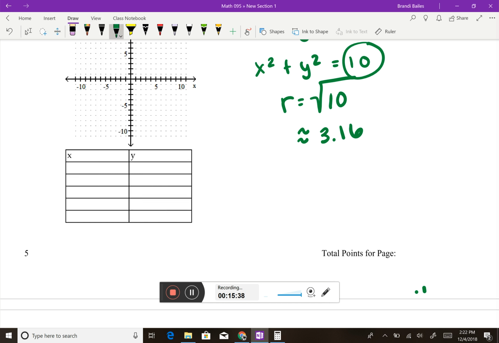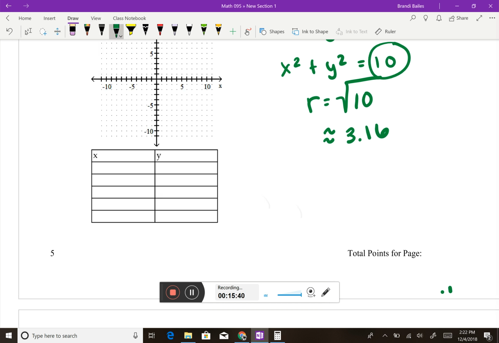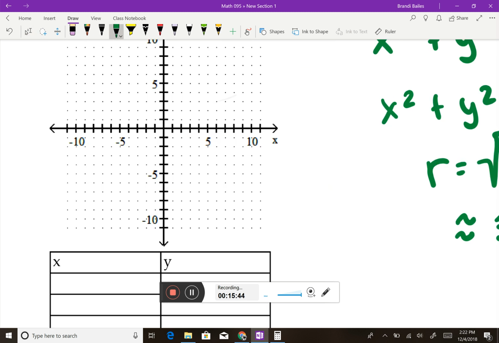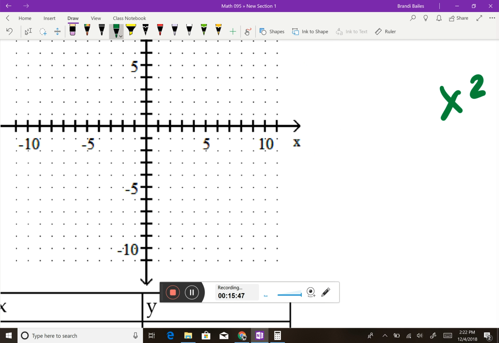Yeah, that's a good approximation. Okay, now I know that I'm going to have a circle and that it's going to hit somewhere between 3 and 4, closer to 3. 1, 2, 3. Right there. And 1, 2, 3. There. And 1, 2, 3. Right there. Now all I have to do is draw a circle, which is way harder than it sounds.